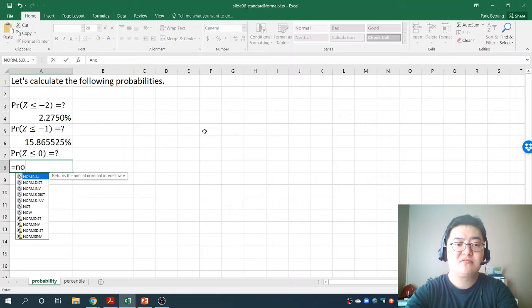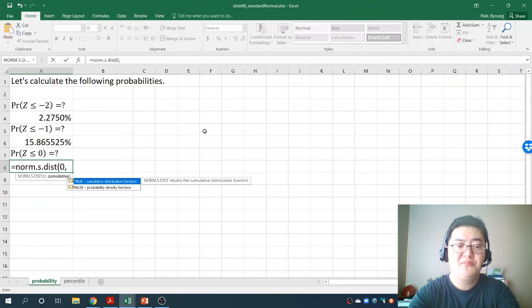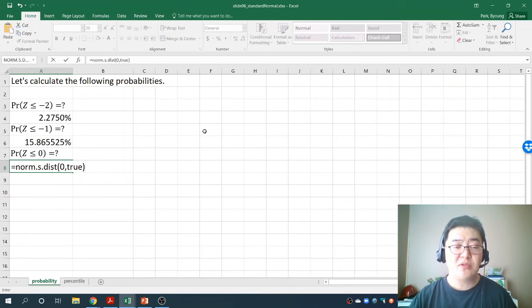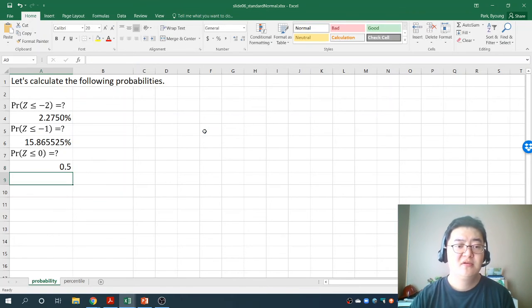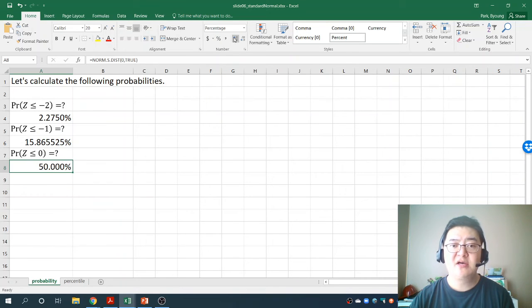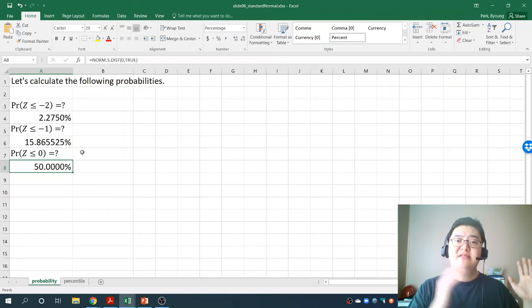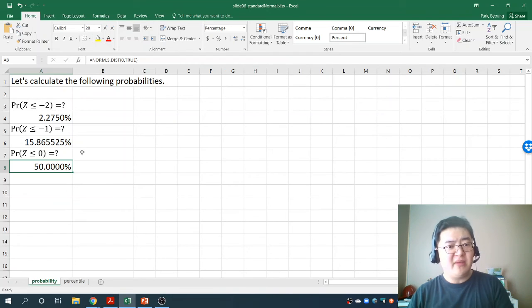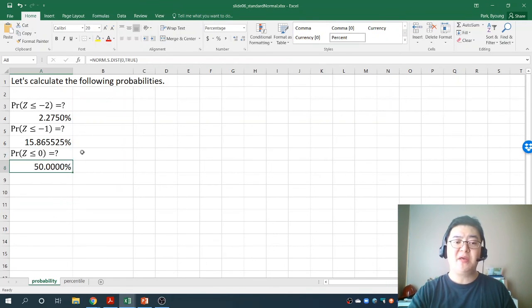And you may do the same thing for 0. True. So this is what you enter and press enter. Then it is 50%, which is expected because the normal distribution is always symmetric about the mean. So smaller than 0, which is the mean of a standard normal distribution, is 50%. So smaller than the mean has 50%, and above the mean has the other 50%. So it should be 50% as expected.